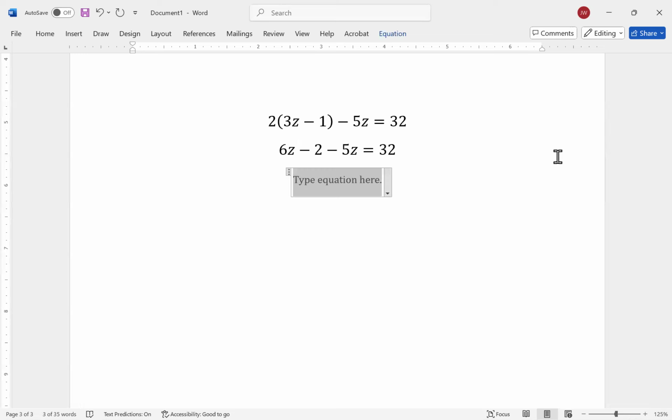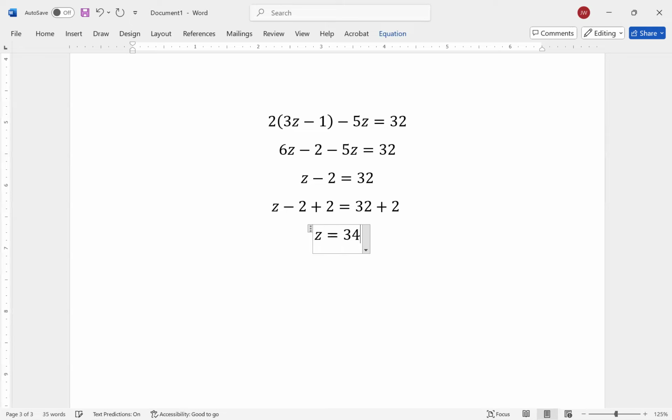Combining like terms, 6z minus 5z is 1z, or just z. Now all of the variable terms are on the left. So what I would do is add 2 to both sides. And I would get a z value that's equal to 34.